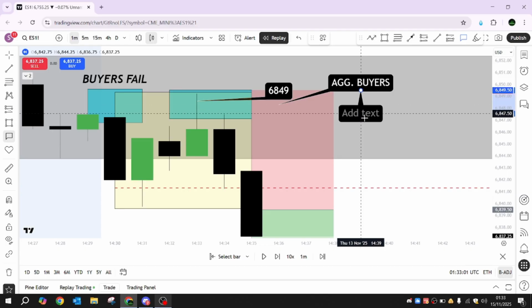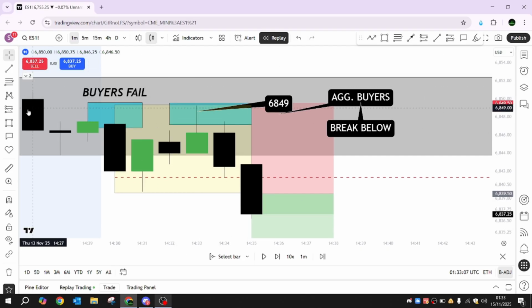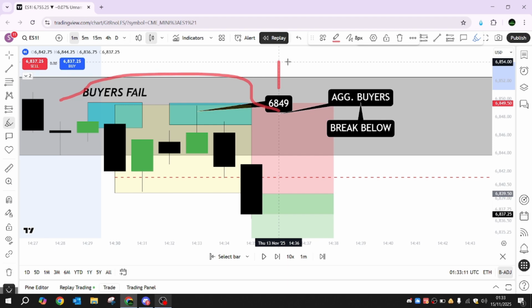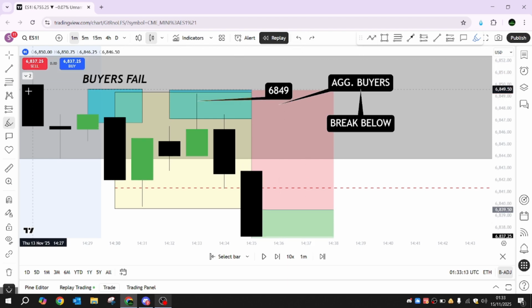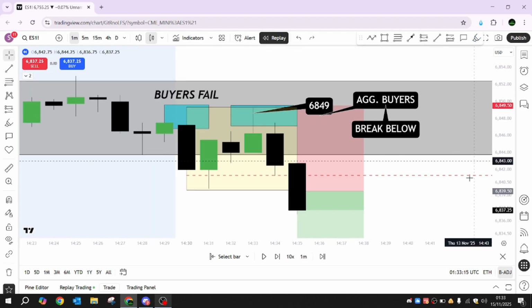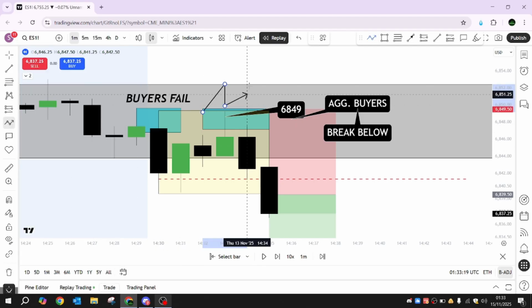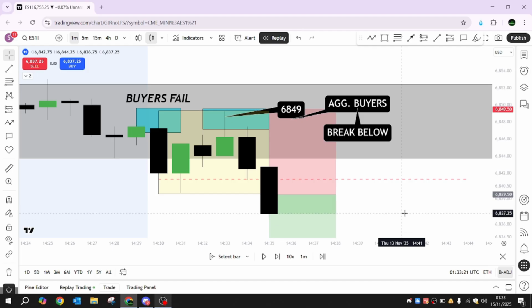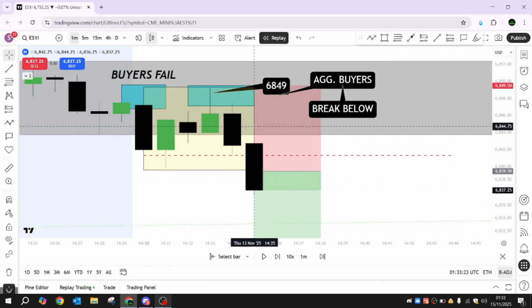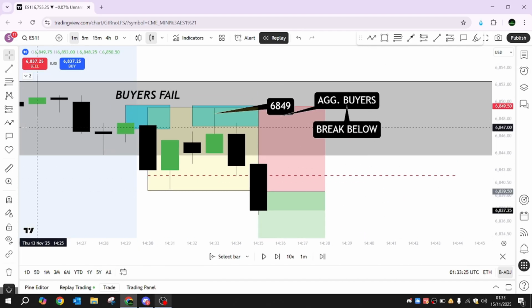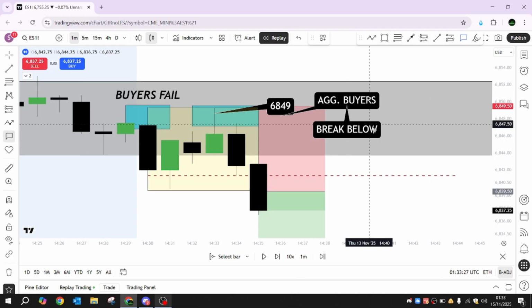Aggressive buyers break below the zone. So what does that mean? If these aggressive buyers at 68.49 were successful, they would have broken above this level. In theory, we would have seen price go up and we would have taken longs. But the fact that we broke below the level once and then twice shows you aggressive buyers were hitting the ask, but we saw a break below.